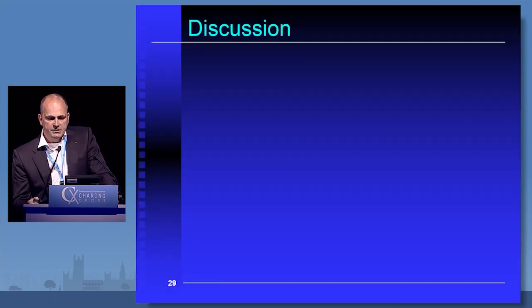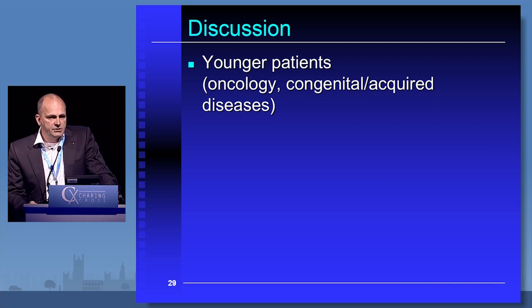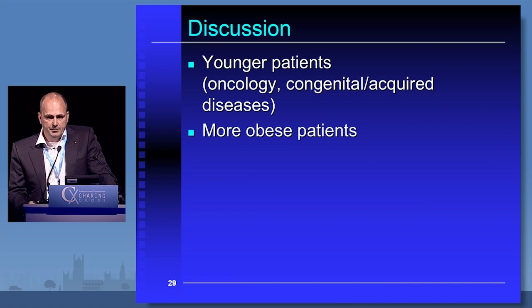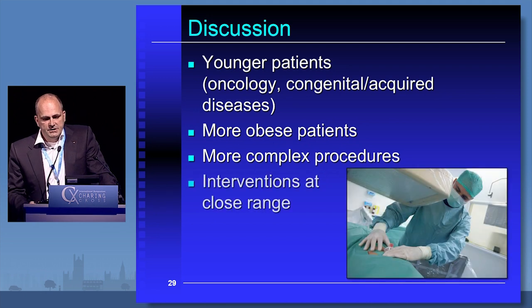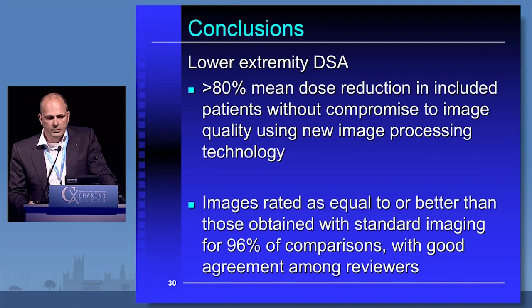Okay, coming to the discussion. What is this technology important for? Well, we find it especially important in young patient groups, patients that are treated for oncology, patients with congenital or acquired diseases, patients that need repeat procedures. We see the challenge of more obese patients every single day. We see more complex procedures that definitely require us to be cautious with too much radiation. And also we see that we do quite a lot of interventions at close range. In venous procedures particularly, but also in non-vascular interventions, we stand quite at close range while working.